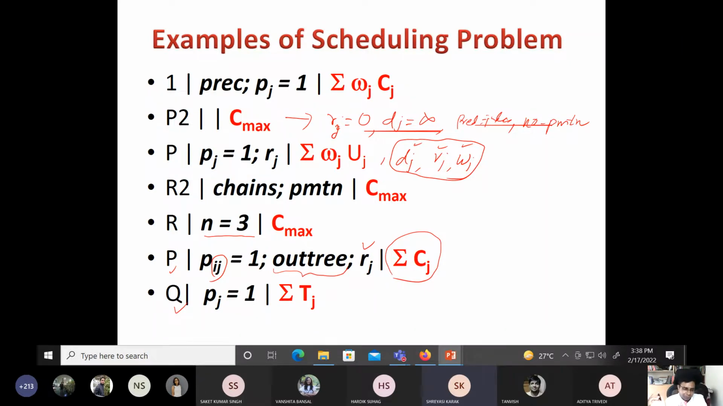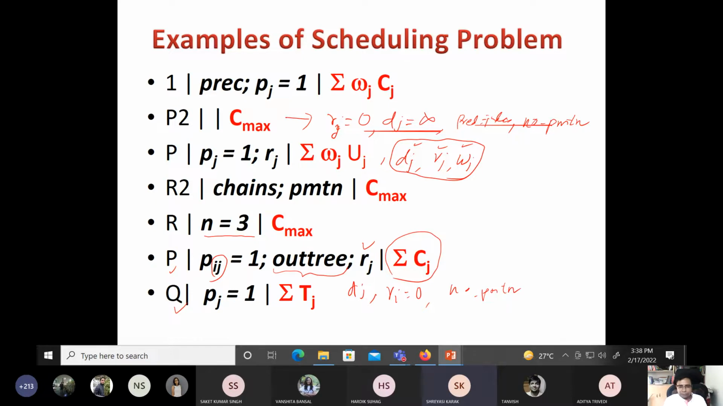Q is a uniform processor, and a uniform processor means identical processors with speed differences. So we have n uniform processors, and all tasks have execution time 1. Every task has a deadline, and Ri is equal to 0. No preemption is mentioned, and whenever nothing is mentioned, it means no preemption by default.